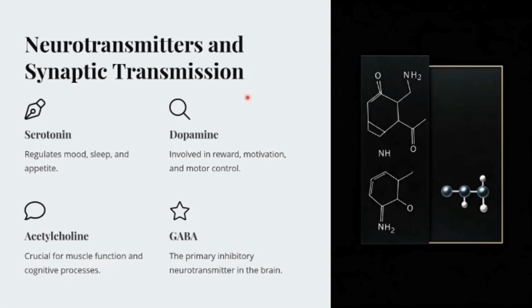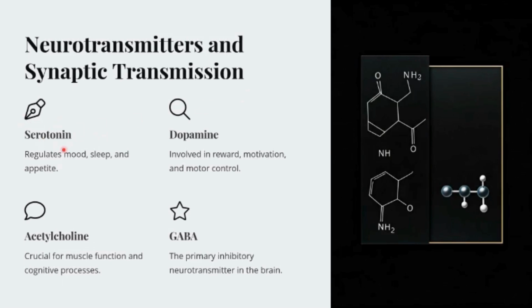The gap between the neurons is called the synaptic cleft. When an action potential reaches the end of the neuron, the neurotransmitters are released, binding to the receptors on the postsynaptic membrane, and either excite or inhibit the further signal transmission.